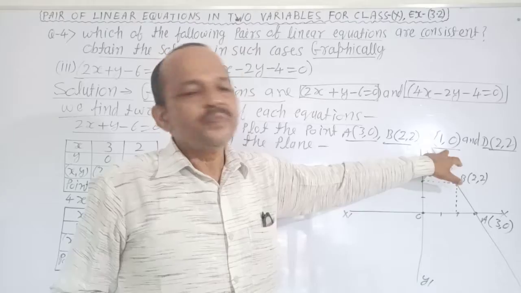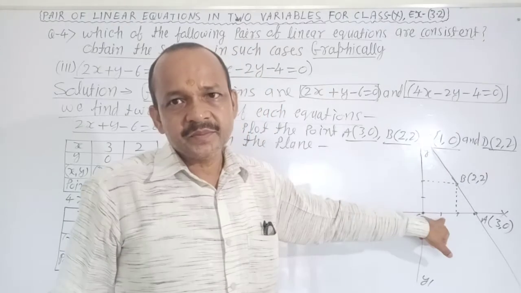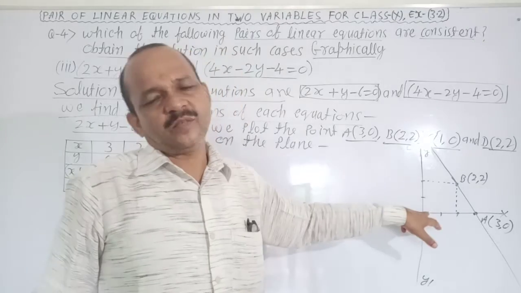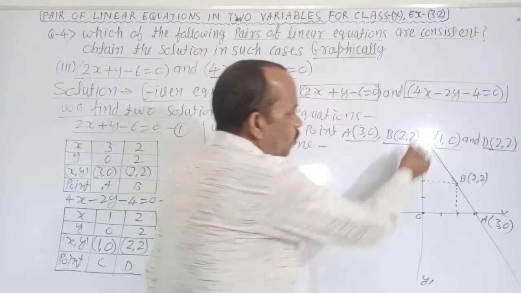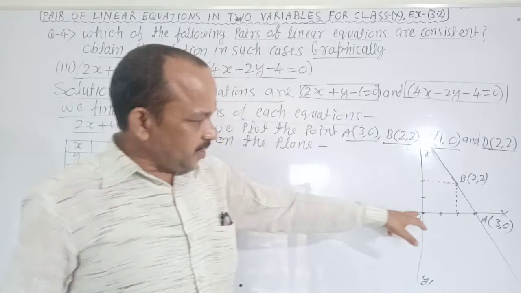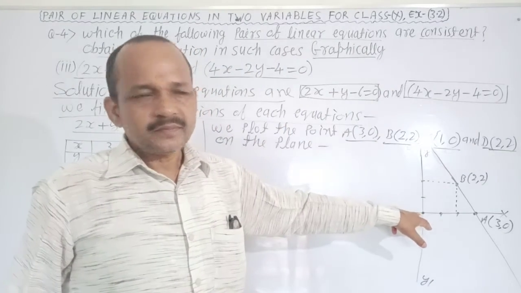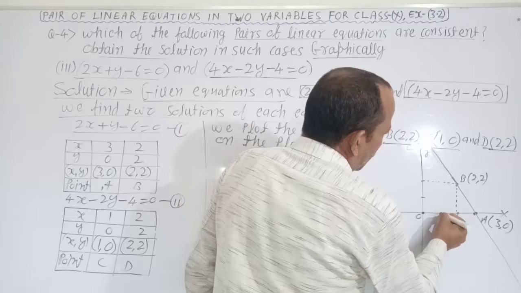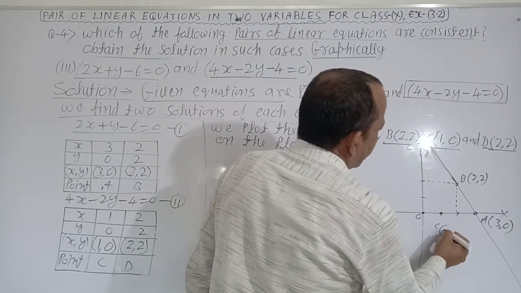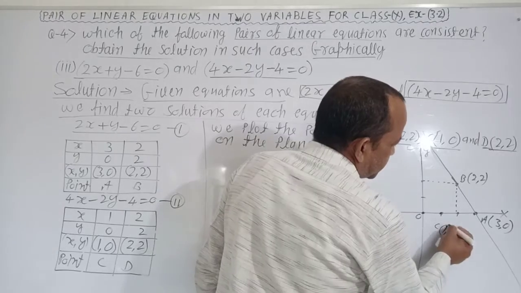Now you plot point C. 1 and 0. 1 on the x-axis in the positive direction. 0 on the y-axis means at the origin. 1 is here, and 0 is here at the origin. It means your point C is here. Point C, coordinate 1 and 0.